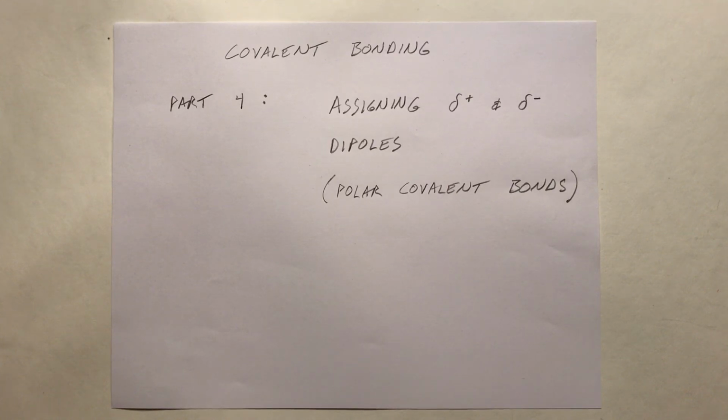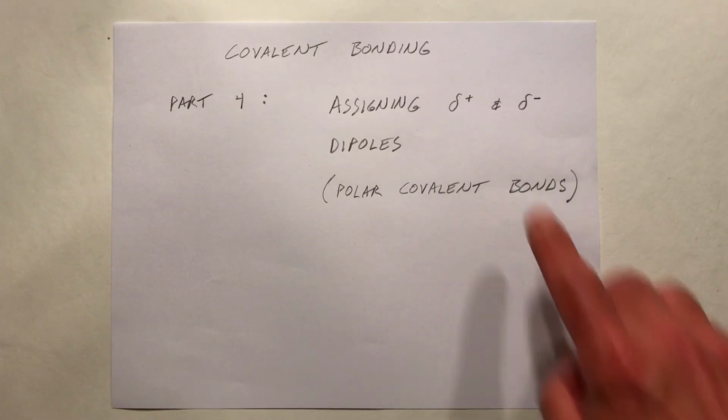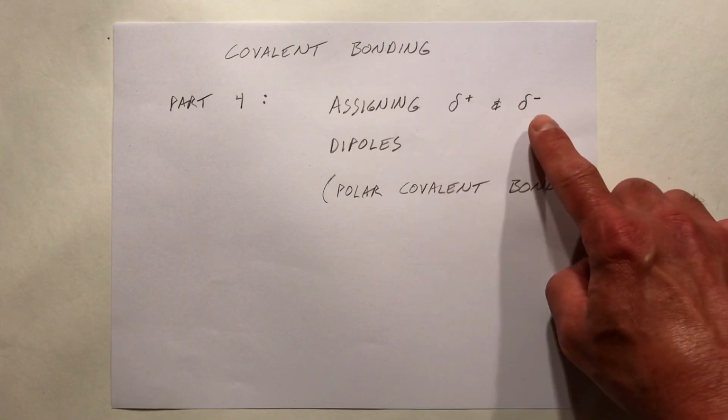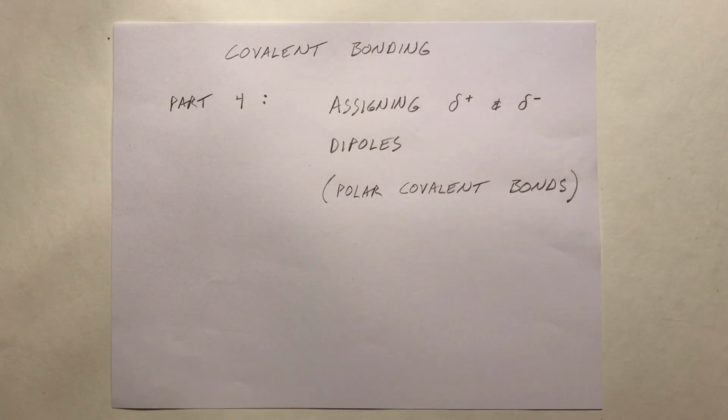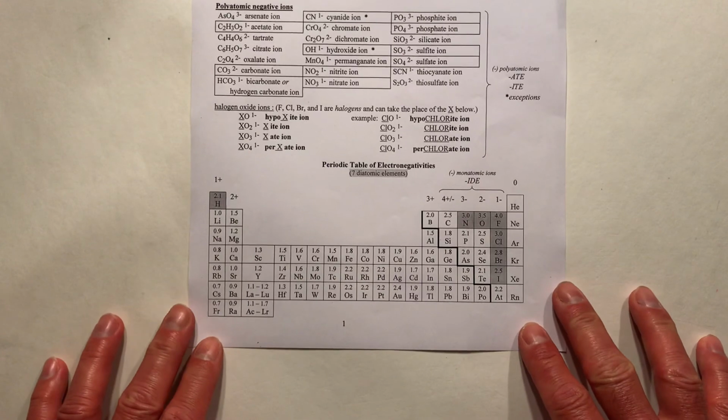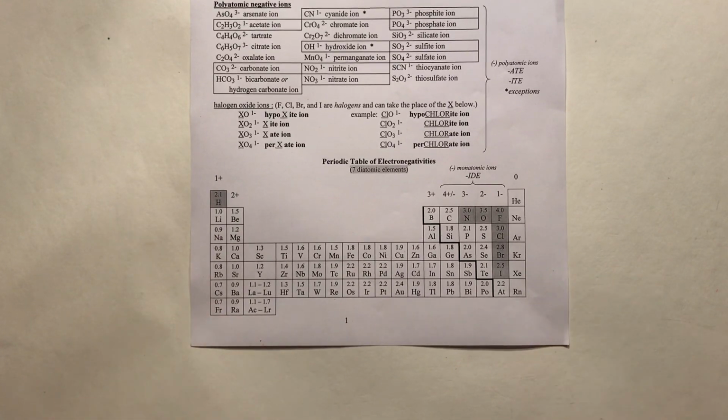Covalent bonding, part 4: assigning delta plus and delta minus dipoles when we have polar covalent bonding. In this video, we're going to be talking about electronegativity. If you haven't seen the last video about predicting bond type using electronegativity difference, you should watch that video before you watch this one. But just a quick review.